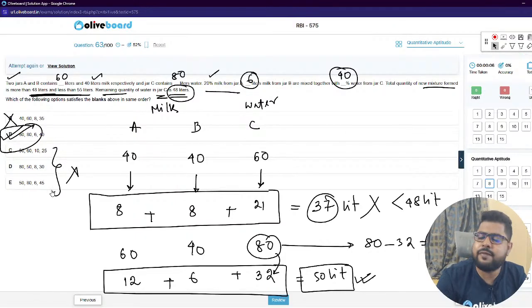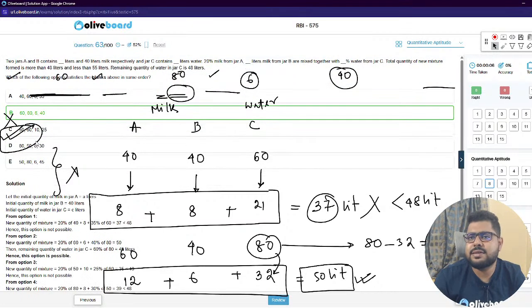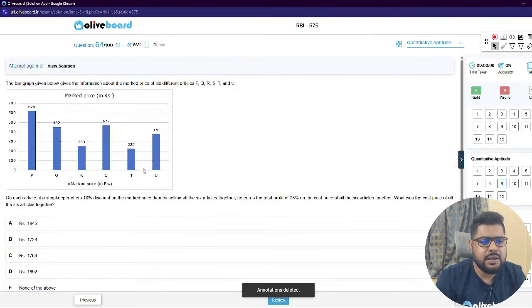Because you see, these are different options. There is no possibility that we are going to get more than one answer. So that is my answer. Done, sir. Clear? Perfect.